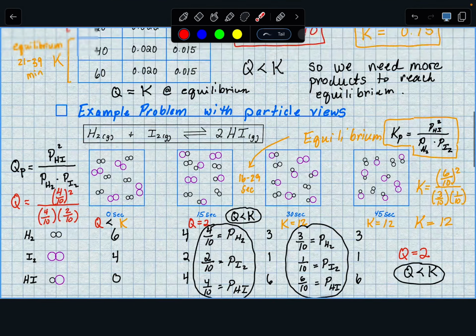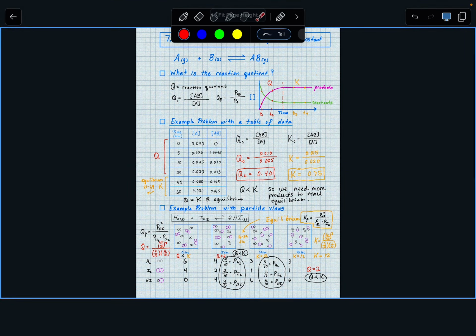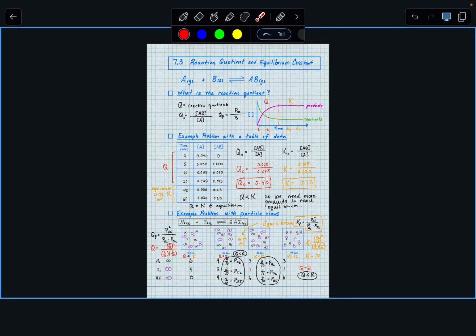All right, so that was a lot of colors and a lot of calculating, but you can see how Q and K are related and what Q really is. It's just that we don't know if we're at equilibrium, and if we do know we're at equilibrium, then we can assume that those concentrations are going to remain unchanged, whether that's in a graph where they stay a straight line, on a data table where they remain unchanged, or in a particle view where you count your particles and they no longer are changing in amount.